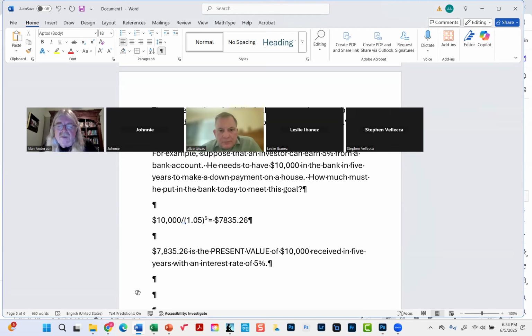Assuming, of course, that you're going to put the money in the bank for 5 years at a rate of 5% per year, it amounts to the same thing. So the smaller amount, the $7,835.26, is the present value of the larger amount. And in turn, we can say that $10,000 is the future value of $7,835 invested today, 5 years, at a 5% rate of interest.